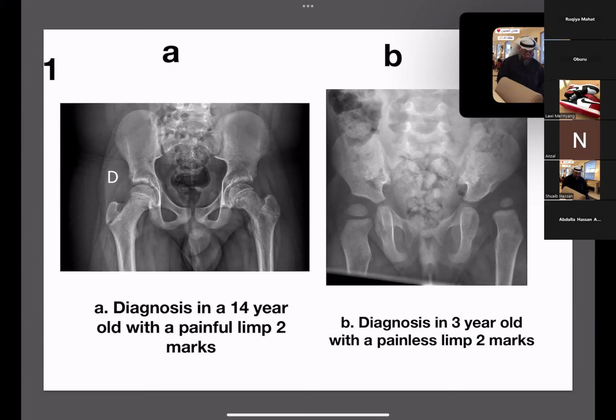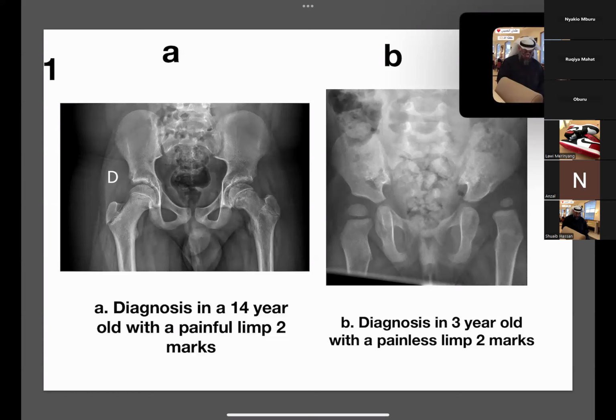All right, I'm forgetting the name out of the top of my head. I think it's probably called the Trethowan sign. Yeah. So it doesn't bisect the head. So this is called the Trethowan sign. Yeah. And the line is called the Klein line. All right. So these are very subtle, not very subtle, but subtle enough. Slipped capital femoral epiphysis.